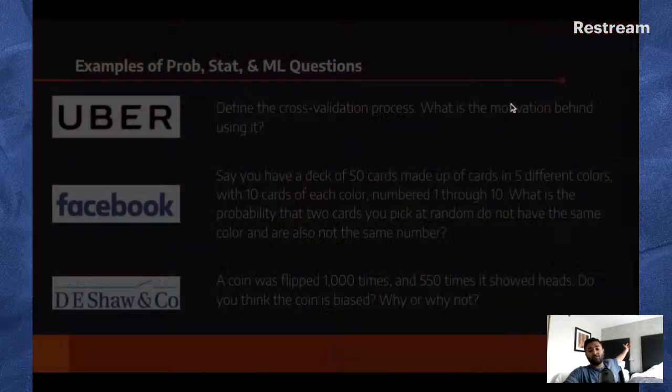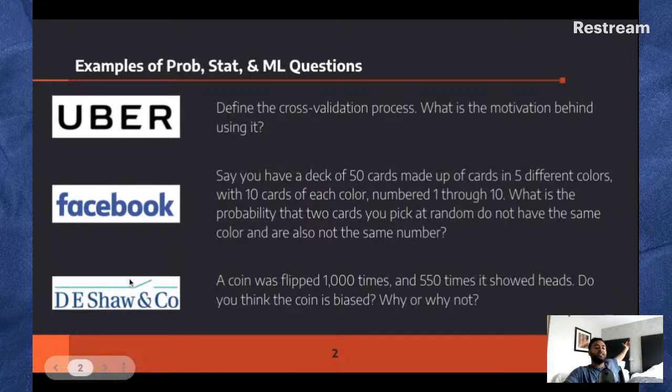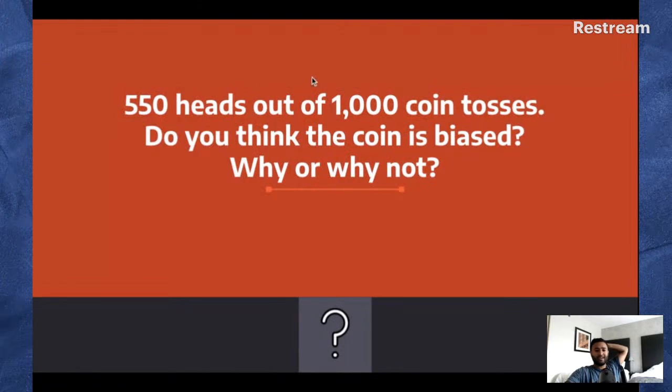So this is a real question from D. Shaw, by the way. D. Shaw is where Jeff Bezos, Daddy Bezos, used to work before he quit to make that bookstore in 1996 called Amazon. So that's D. Shaw, how I know him. So what do you guys think about this? Do you guys think the coin is biased?